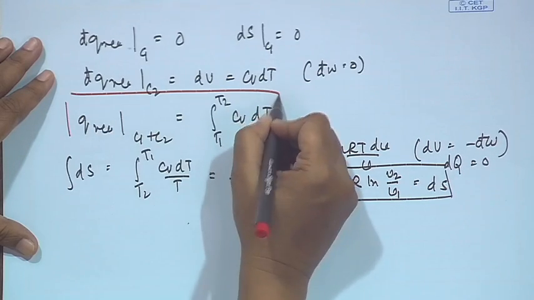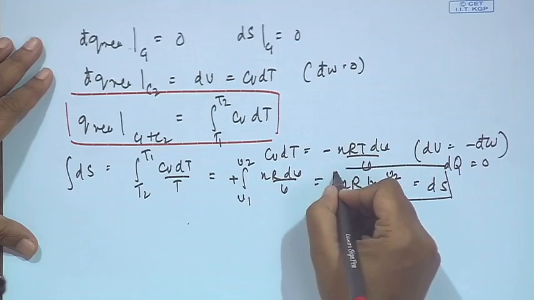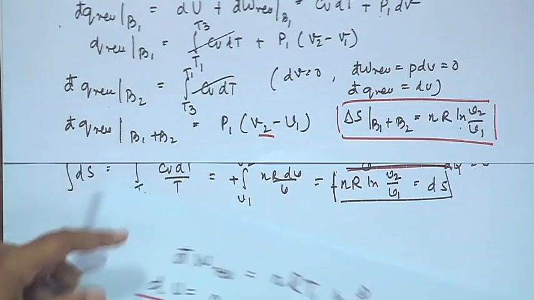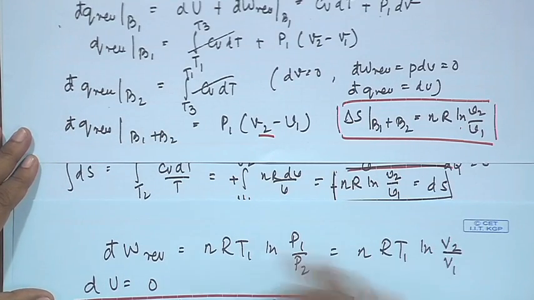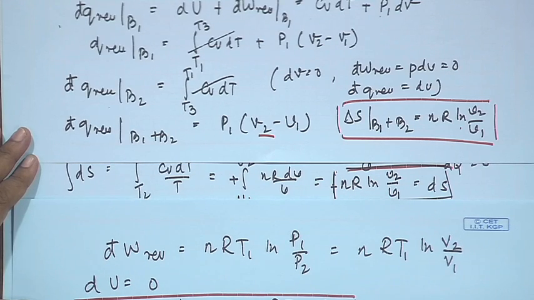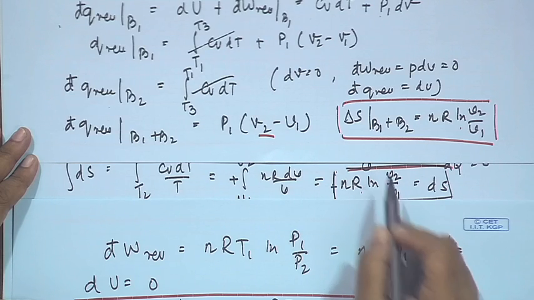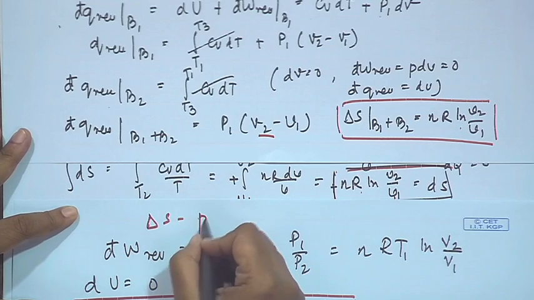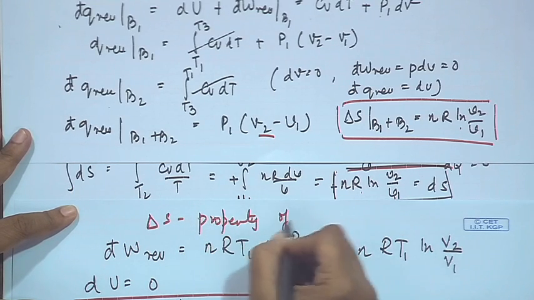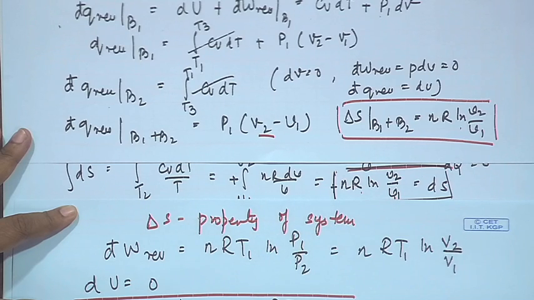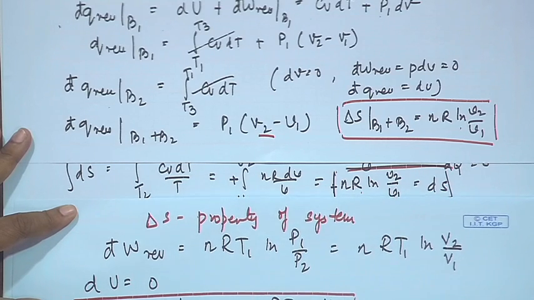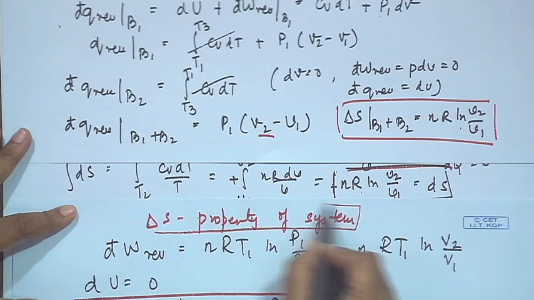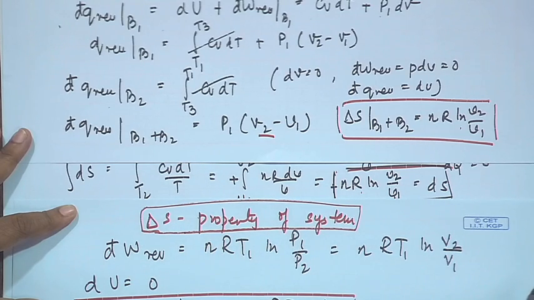Again, if we compare the q reversible and the dS's, what do we find? If you observe all three, for this path it is nR ln V2 by V1, for this path it is nR ln V2 by V1, and in this case also it is the same. This automatically implies delta S is a property of the system, and no matter what path we follow, provided the paths are reversible, delta S is going to be the same.